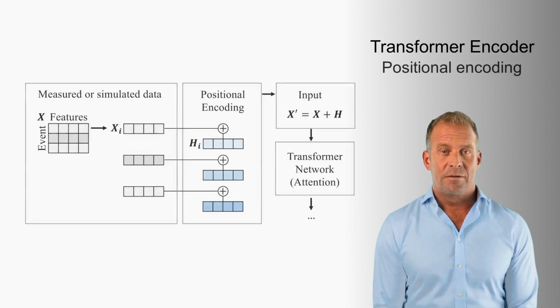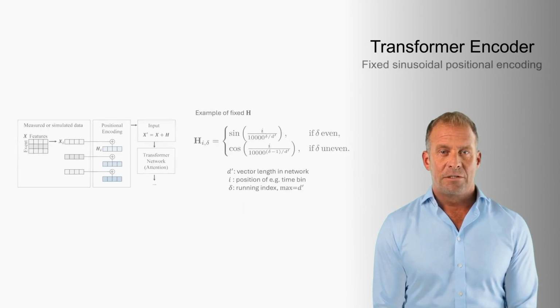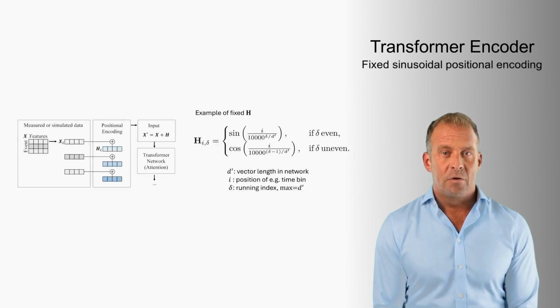To include positional information, we add a positional encoding matrix H to the input matrix X. Both matrices have identical dimensions, producing the combined matrix X prime. A common positional encoding uses sine and cosine functions. The index I represents the position of an input element, while delta runs over the components of the encoding vector with maximum dimension d prime. These periodic functions generate unique vectors describing the positions in the sequence.